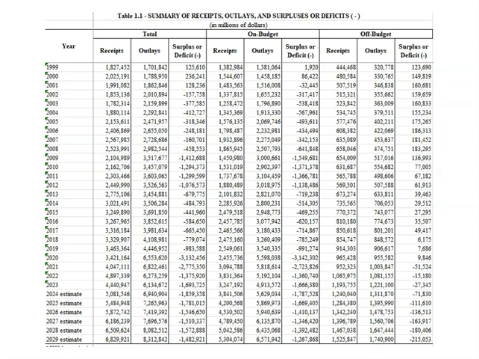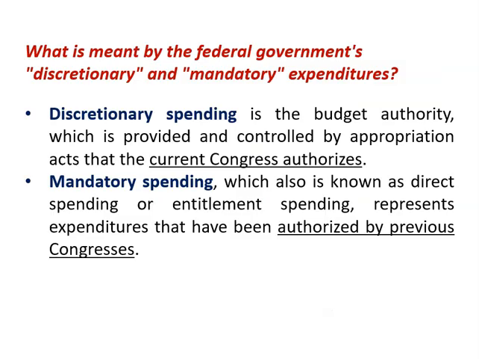What is meant by the federal government's discretionary and mandatory expenditures? Discretionary spending is the budget authority, which is provided and controlled by appropriation acts that the current Congress authorizes. Mandatory spending, which also is known as direct spending or entitlement spending, represents expenditures that have been authorized by previous Congresses.